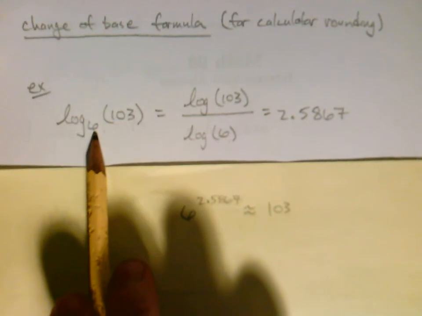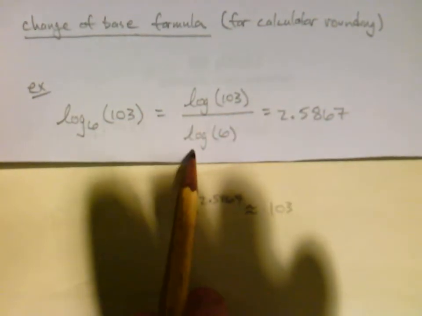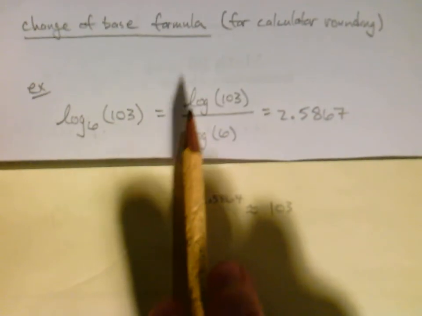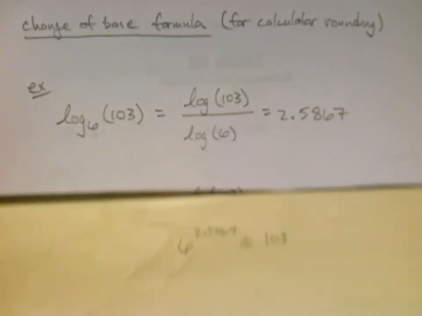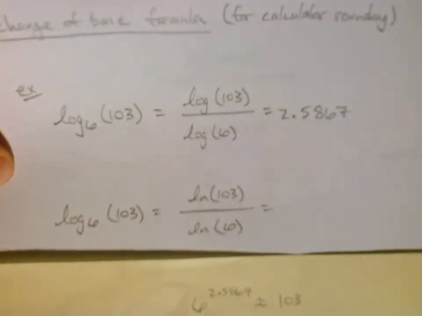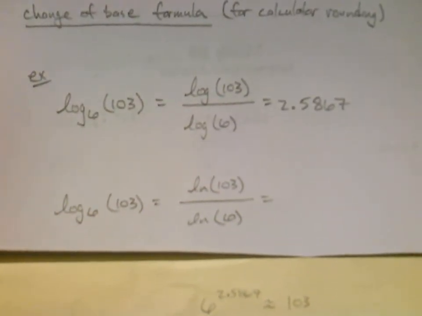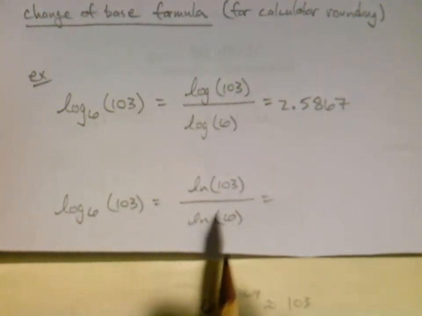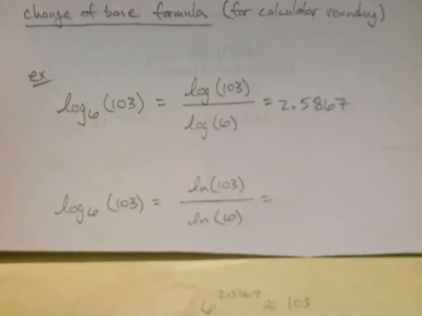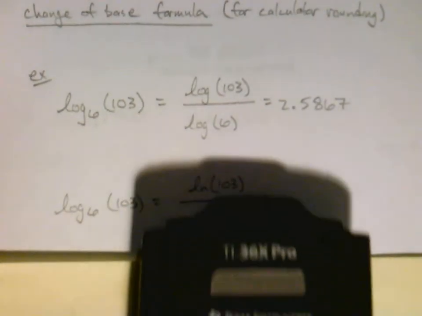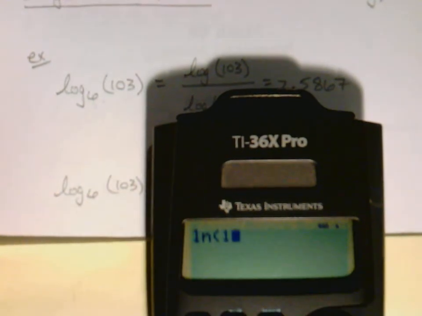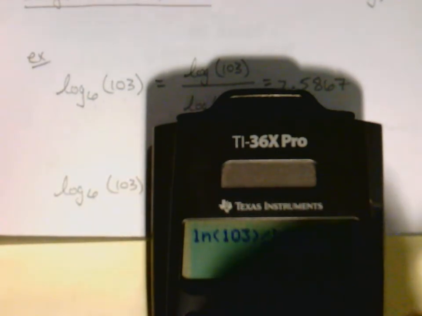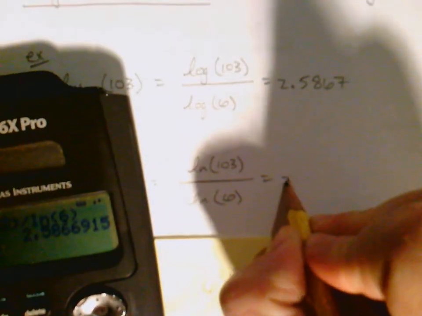Okay, so if I wanted to know what that decimal version was, I can use the change of base formula to do it. Turns out you don't have to use the common log. You could use the natural log. Maybe instead, I'm a fan of natural logs over common logs. I could say natural log of 103 divided by natural log of 6. And check out what happens when you do that. You get the same answer, 2.5867, and I'll round it the same way.